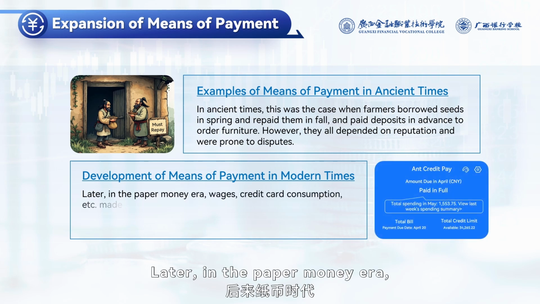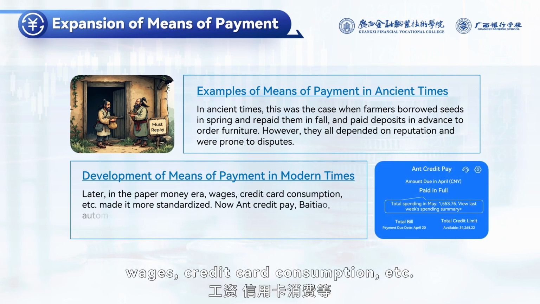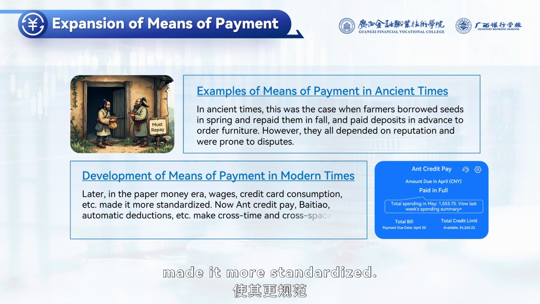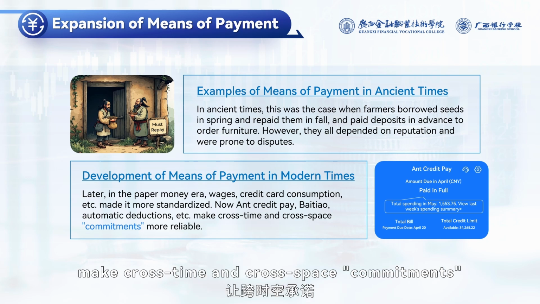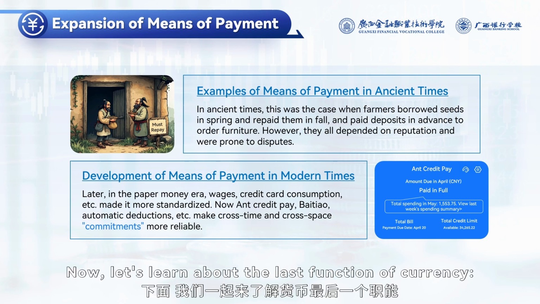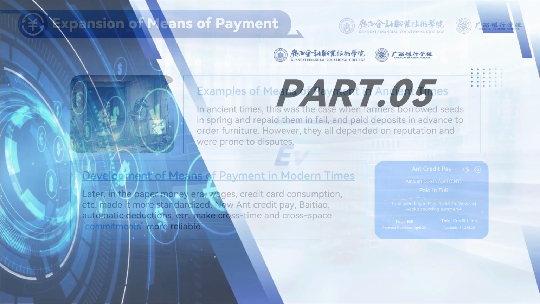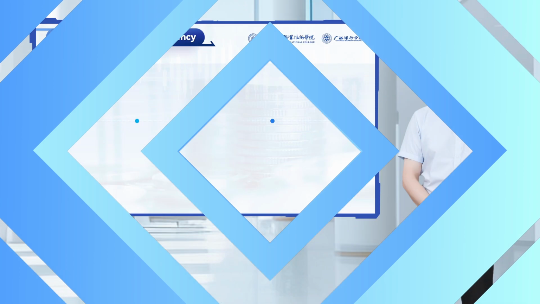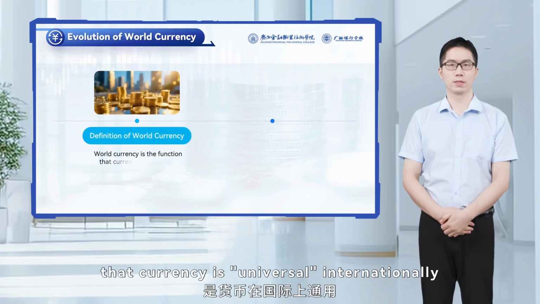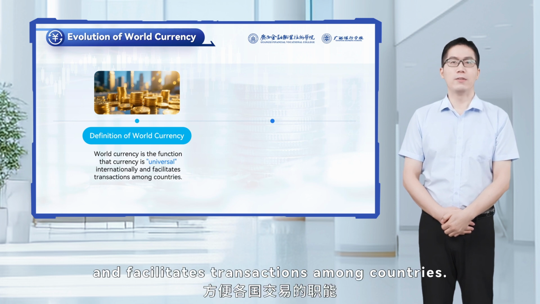Later, in the paper money era, wages, credit card consumption, etc., made it more standardized. Now credit pay, baitiao, automatic deductions, etc., make cross-time and cross-space commitments more reliable. Now, let's learn about the last function of currency, the evolution of the function of world currency. World currency is the function that currency is universal internationally and facilitates transactions among countries.